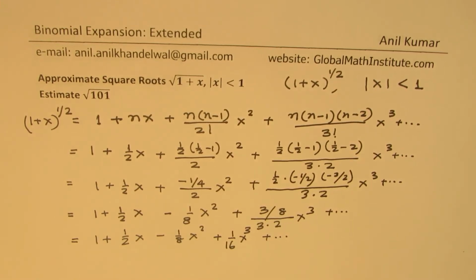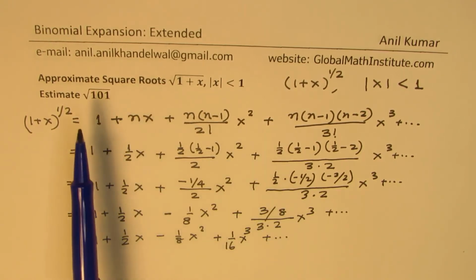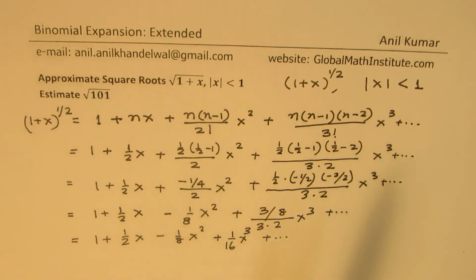So when we have this series with the power as half, we could write this as approximately 1 plus half x minus 1 over 8 x squared plus 1 over 16 x cubed, and so on, correct? So that is how we get this series. Now this series really helps us to approximate the values of square roots. To approximate to 2 decimal places, we could just use the first 3 terms, and if you want 3 decimal places, we could use the 4th term also, correct?